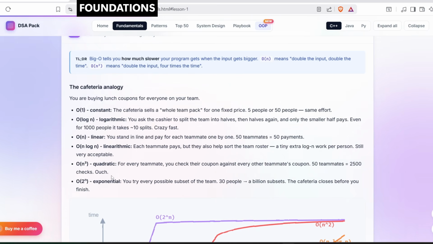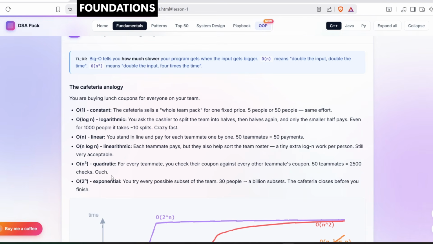O of n, linear. You stand in line and pay for each teammate one by one. 50 teammates equals 50 payments. O of n log n, linearithmic. Each teammate pays, but they also help sort the team roster. A tiny extra log n work per person.